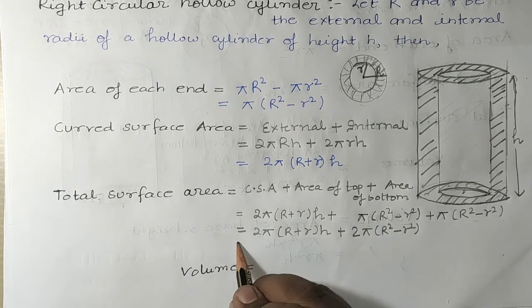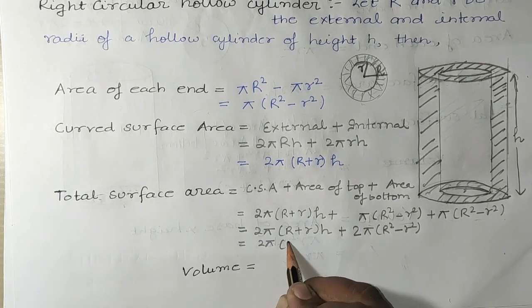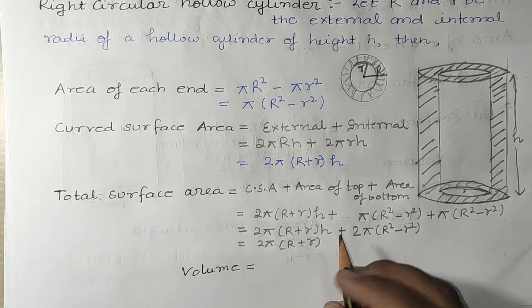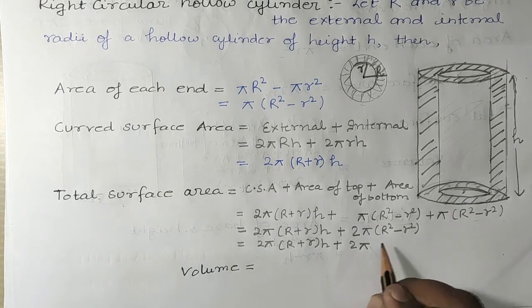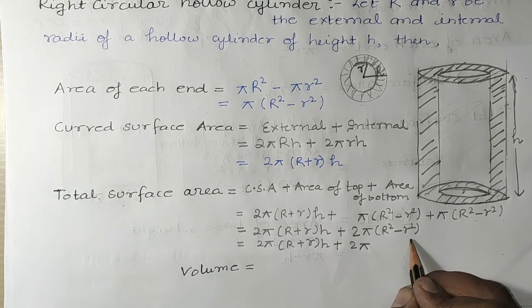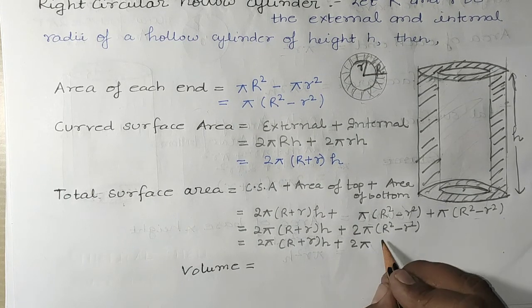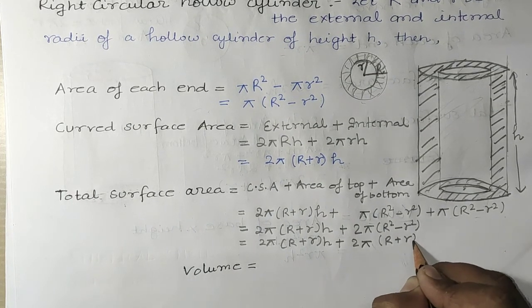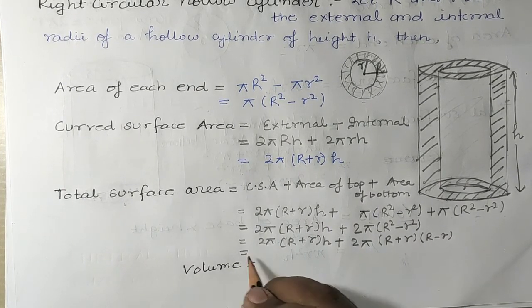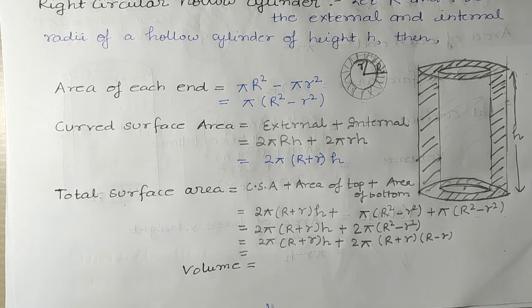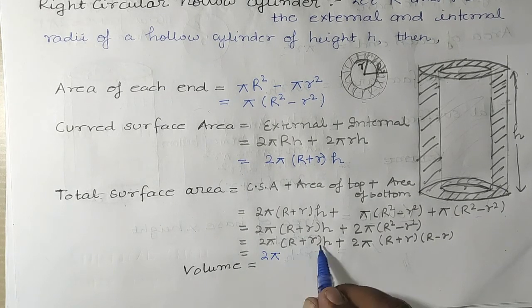Now we can write 2 pi, R plus r, into h, plus 2 pi, and see, R square minus r square. This is based on the formula a square minus b square. So what we can write here? R plus r and R minus r. We can write it, na. So in the last step, if you see this line, you can take common 2 pi, R plus r.